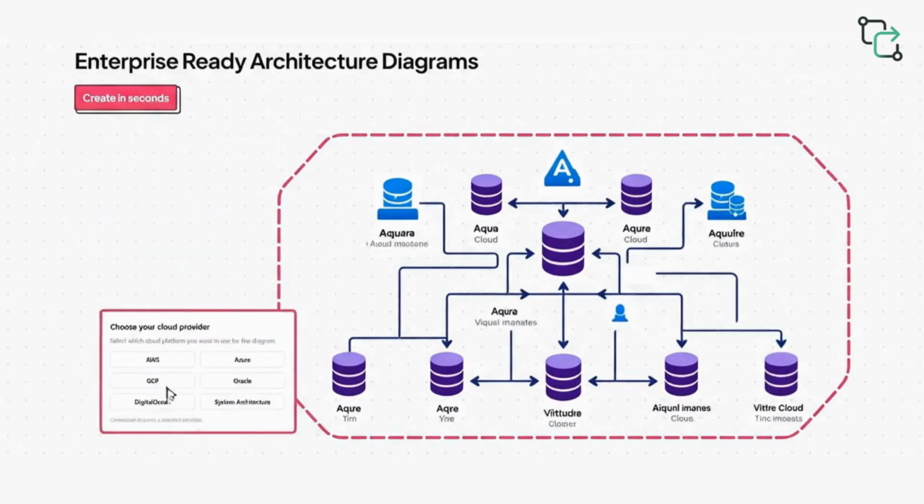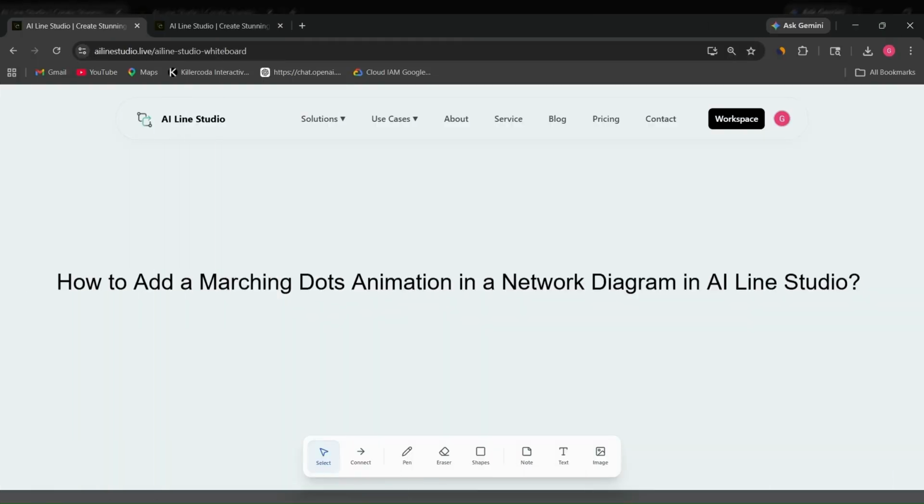Clear, structured, production ready. Hello everyone, welcome to ALN Studio tutorial 92, and today's topic is how to add a matching dot animation in network diagram in ALN Studio.